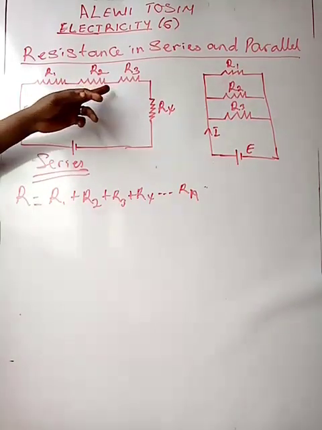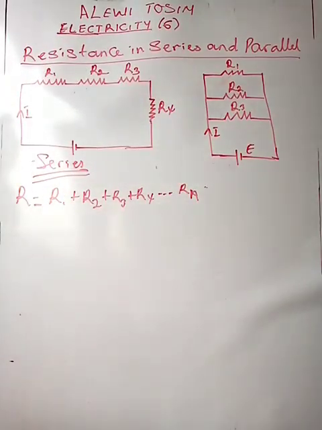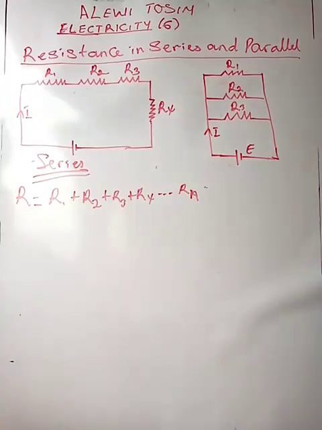Depending on resistors that are connected in series. So when we add this kind of connection, we call it a series connection. The equivalent resistance is this, which can also be referred to as the total resistance in the circuit. Now take note of this.